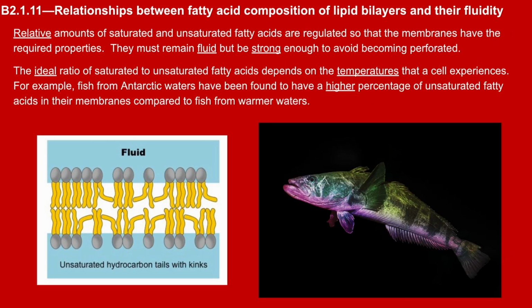Okay, and one way we see this is if we look at fish, for example, that are adapted to live in very, very cold places. This is an Antarctic fish. Its membranes around its cells have been found to have a higher percentage of unsaturated fatty acids compared to fish from warmer waters because we don't want them to freeze, right? We want them to stay fluid even at cold temperatures.